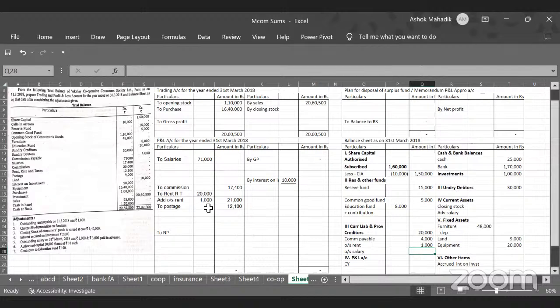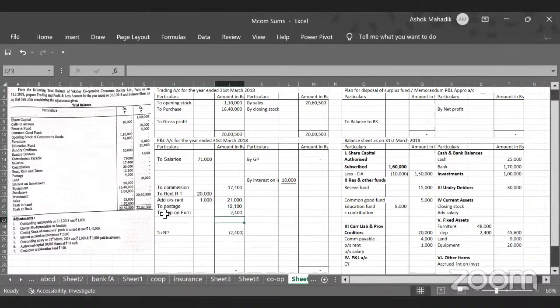Next adjustment is charge 5% depreciation on furniture, 5%, 48,000 into 0.05, 2,400. So 48,000 minus 2,400. This 2,400 will be posted to P&L account on debit side, depreciation on furniture 2,400.